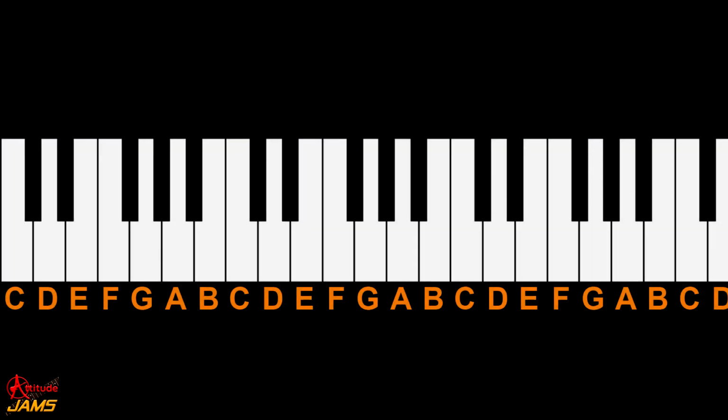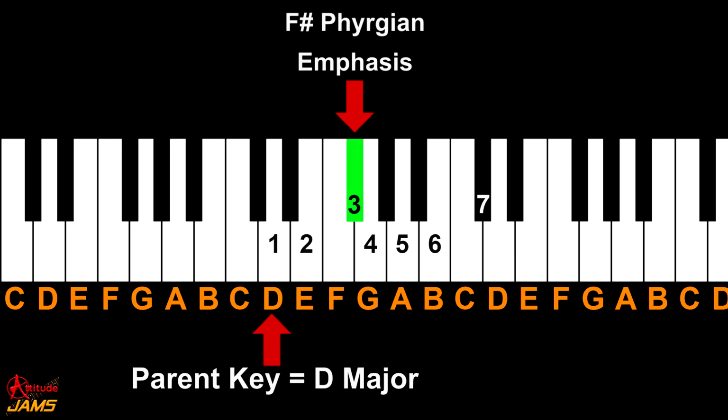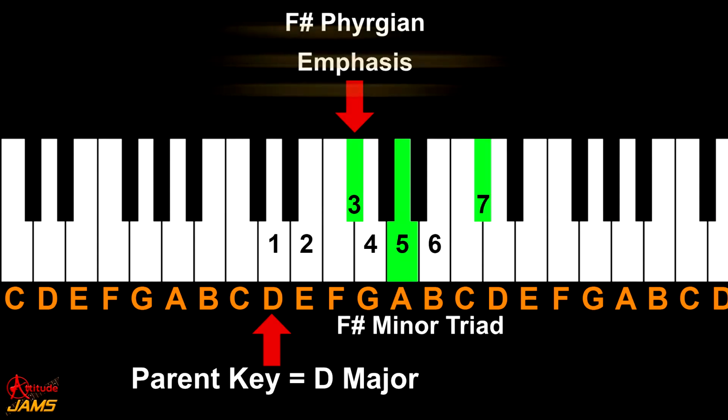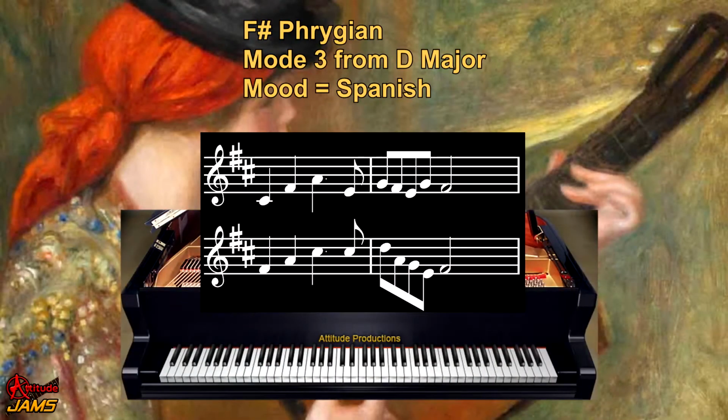Another way to convey a mode with melody alone is to make frequent use of the notes from the modal chord, particularly at the start of the melody. In this example, F-sharp Phrygian is evoked by starting the melody with notes from the F-sharp minor chord, then continuing in D major, which is the parent key of F-sharp Phrygian.